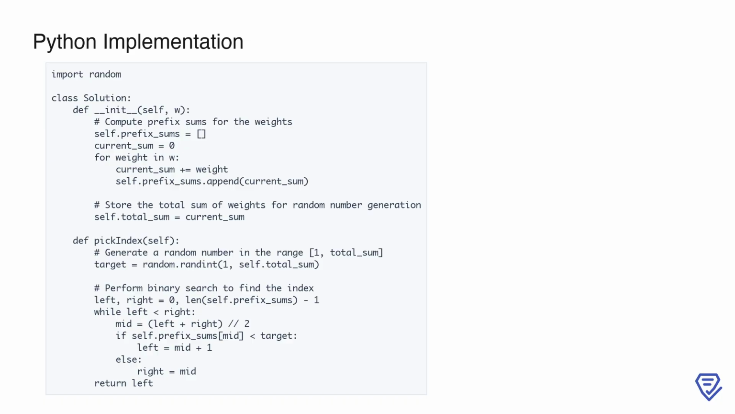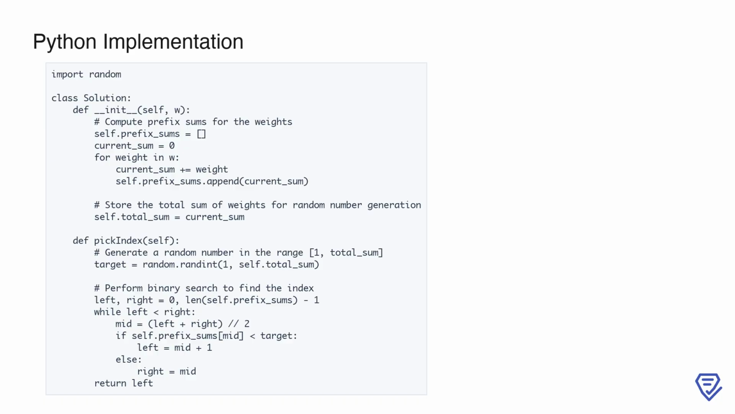Explanation. Initialization, __init__. 1. The constructor takes a list W, representing the weights of the indices. 2. We calculate the prefix sums of the weights. For example, if the weights are 2, 3, 5, the prefix sums would be 2, 5, 10. This allows us to map each index into a range of cumulative probabilities. 3. The total sum of weights is stored in self.total_sum, which represents the maximum range for random number generation.